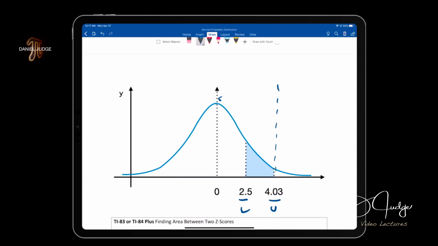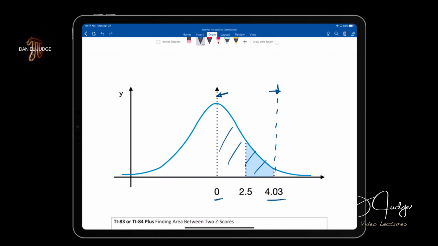I need to find the area or percent of the bell that would be shaded, the area that represents this portion. From 0 to 4.03. So you say, I want to start with all this area, 0 to 4.03. Now, you may have that. You may not have that.